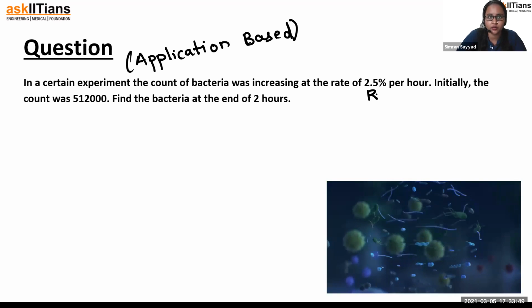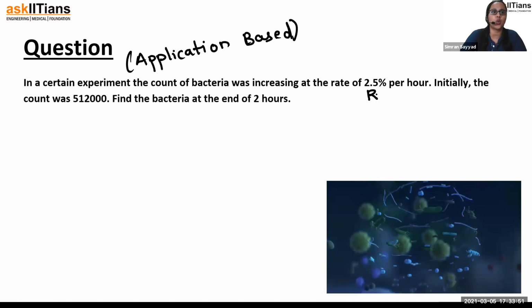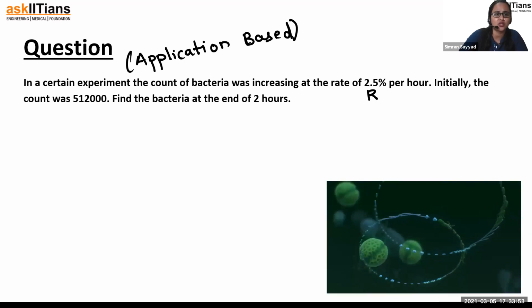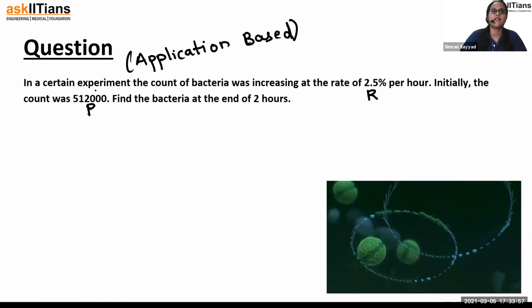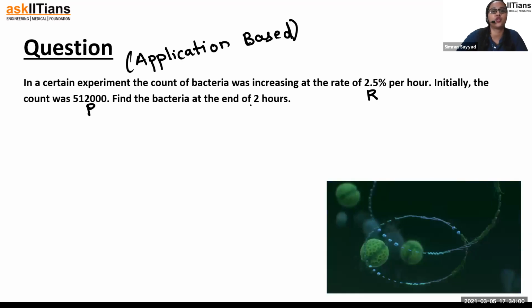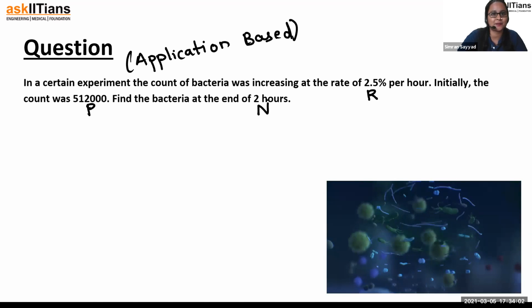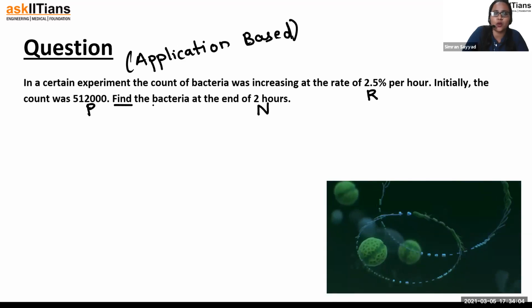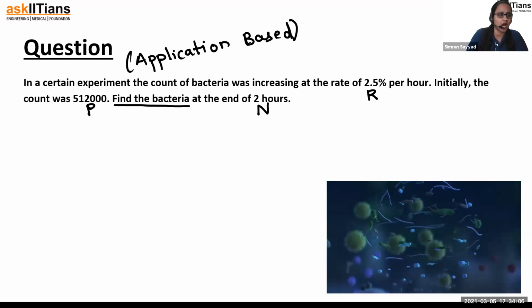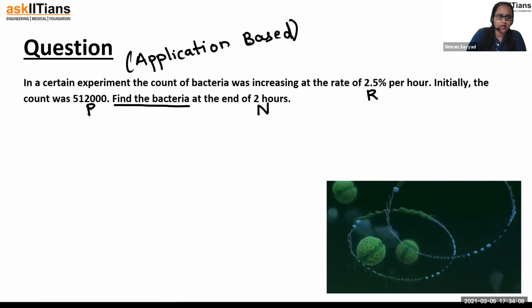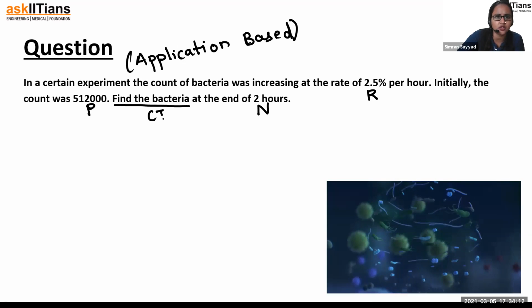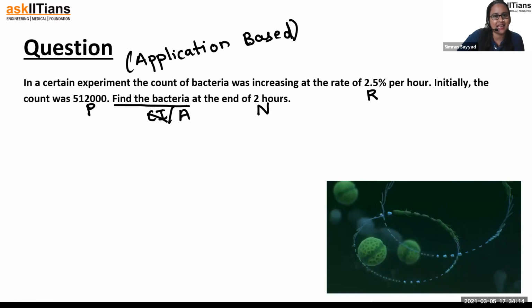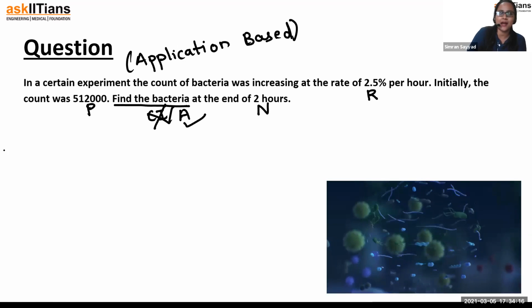This is my rate of interest. Initially, the count was 5,12,000. Can this be a principal? Yes, of course. Find the bacteria at the end of 2 years, so this is N. What do you mean by find the bacteria? What actually do you need to find, compound interest or amount? Yes, we have to find the amount.